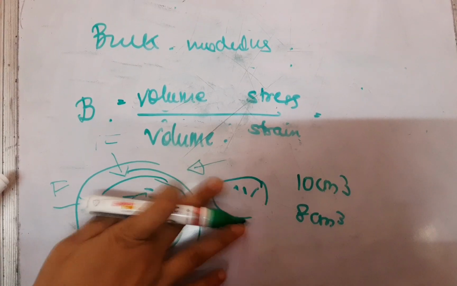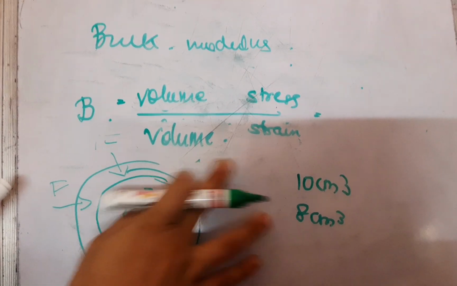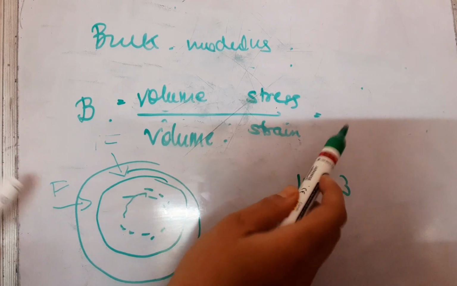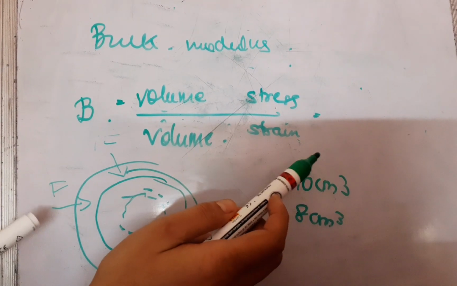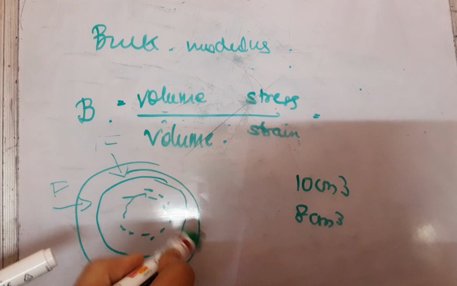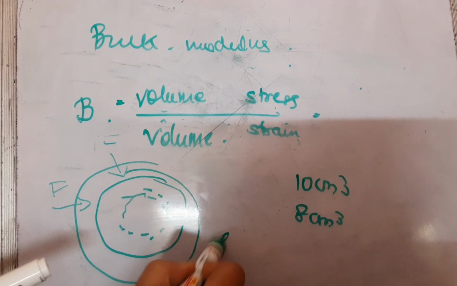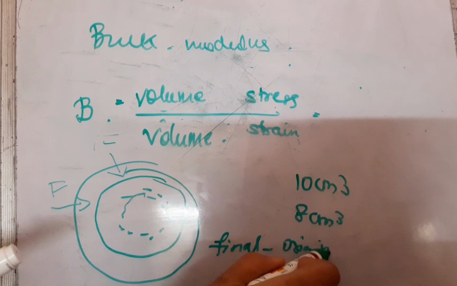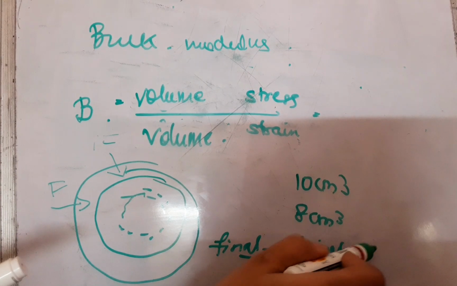And what is the definition for change in dimension? Change in volume strain is equal to change in volume divided by original volume. Change in volume means what? Final minus original. Final minus original. This only will denote some change.